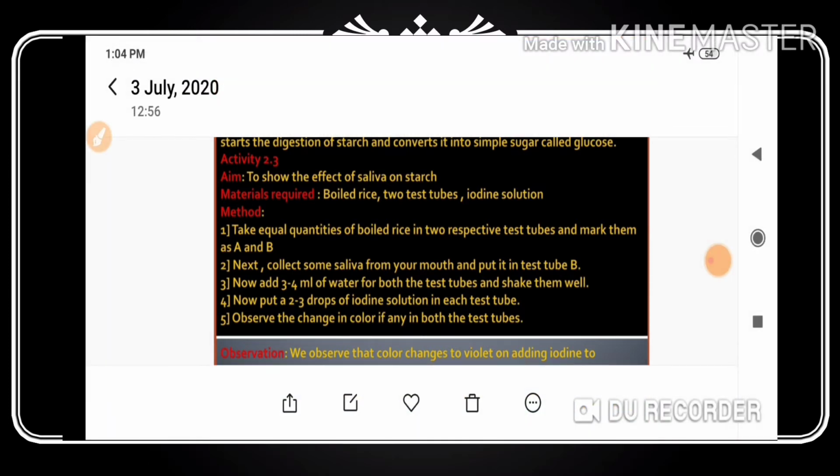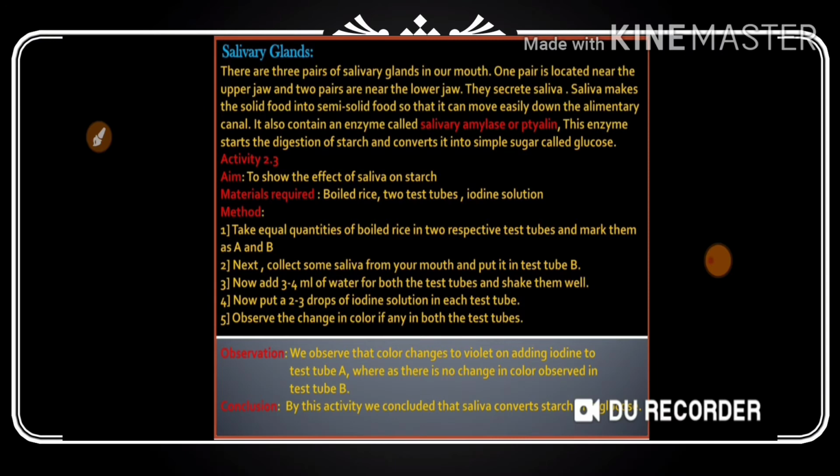So here in your textbook, page number 14, activity 2.3 is given. Why have they given it? We need to understand the effect of saliva on starch. Suppose you have some food in the mouth, the salivary glands will release saliva, that saliva will be added to the food and will make the solid food into semi-solid. And what is the use of that saliva? That is what we need to understand by this activity.